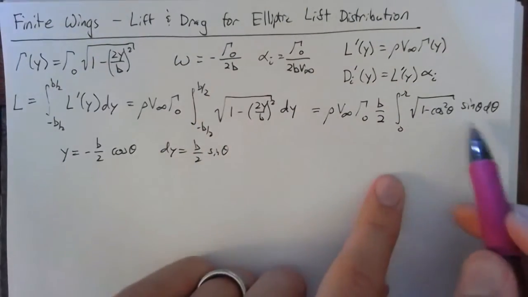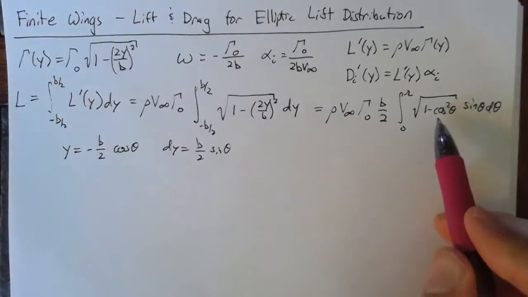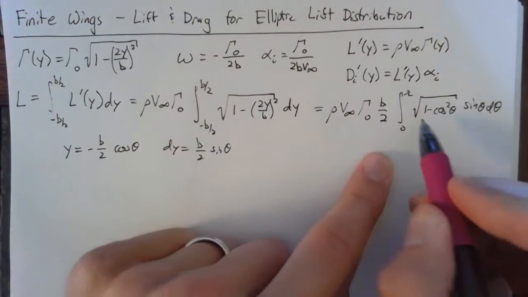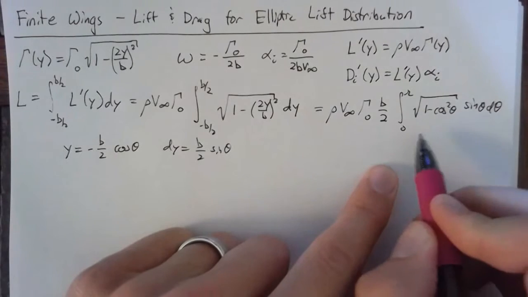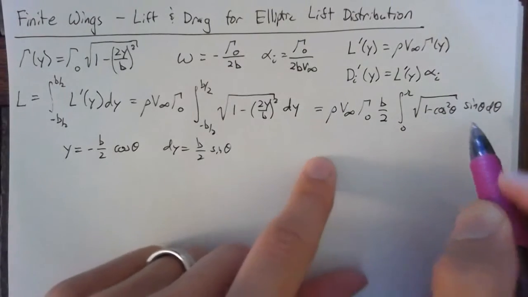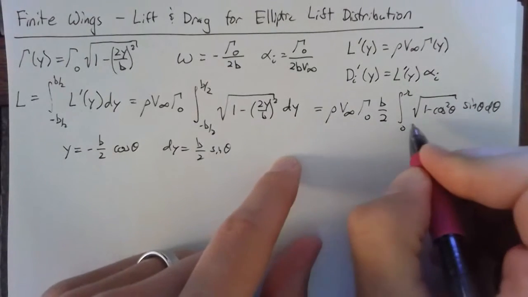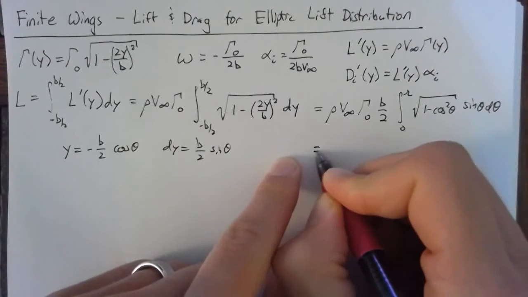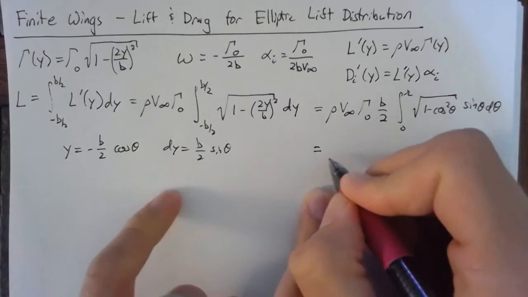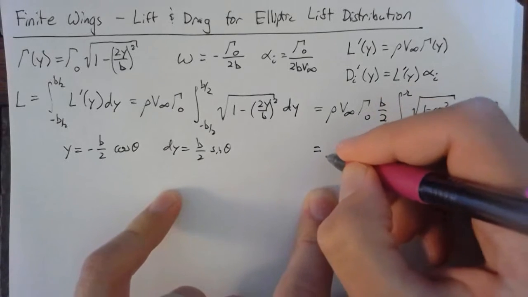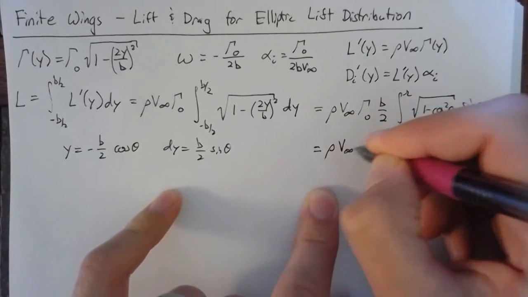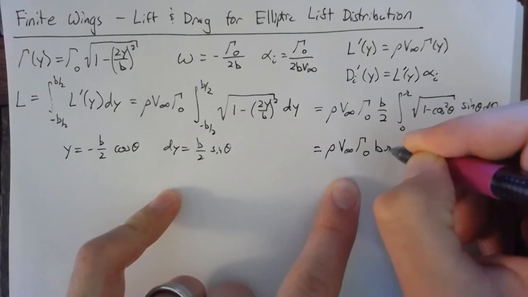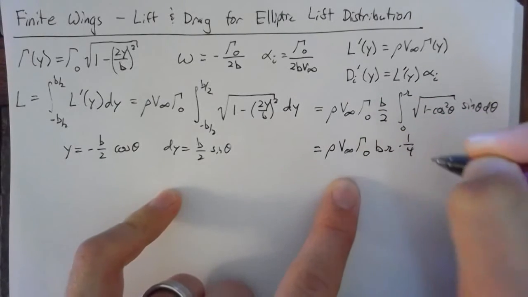So once we actually perform this integration, this becomes a square root of sine squared times the sine. And so this entire thing is the integral from 0 to pi of sine squared d theta, which is simply equal to pi over 2. So the entire lift can be written just as rho times v infinity times gamma naught times b times pi times 1 over 4.